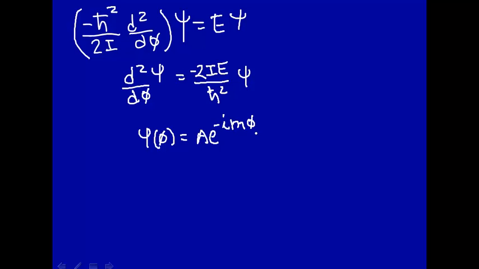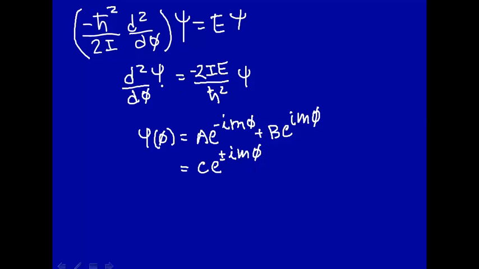I m phi. No, I'm not phi. My name is Professor Dix. I am not phi. Plus B e to the i m phi. And let's combine these to say C e to the plus or minus i m phi.